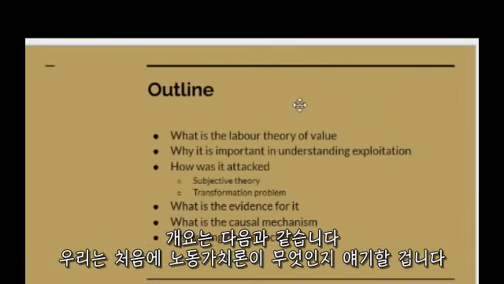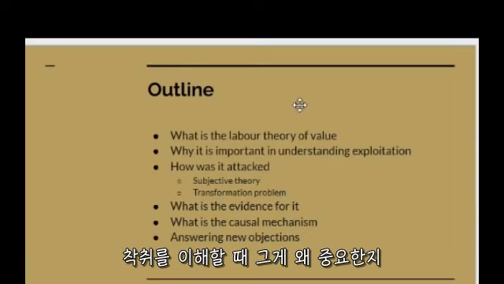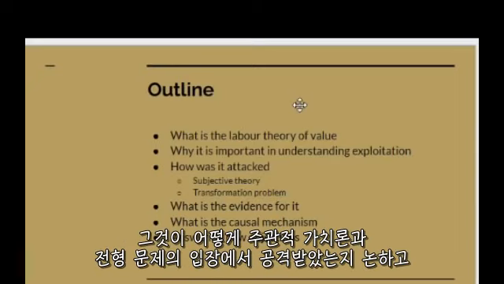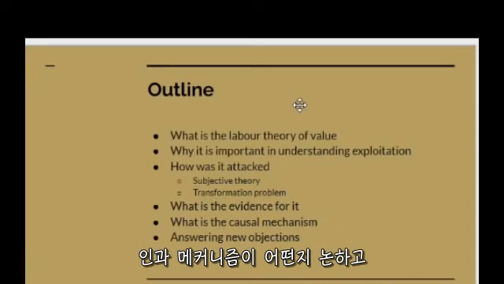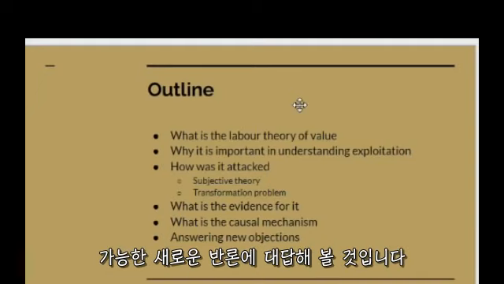A rough outline of my talk is as follows. I will be talking first about what the labour theory of value is, why it's important to understanding exploitation, how it has been attacked both from the standpoint of the subjective theory of value and from the standpoint of what's been called the transformation problem, what the evidence is for the correctness of the labour theory of value. I'll be looking at what the causal mechanisms behind it are, and possibly answering some new objections to it.